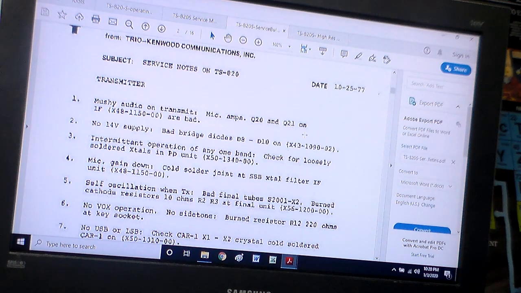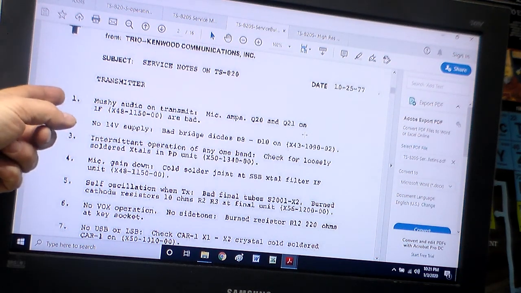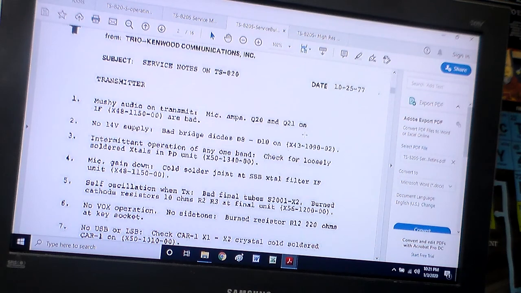gotta love the internet. So the quality on this isn't that good, and who knows how it looks coming through the camera, but the first thing I see there is it says mushy audio on transmit, mic amps Q20 and 21 on IF board, and that's the 48 1150 is the board number, are bad. So it looks to me like at least 20 is bad. So while I'm in there, I'll replace 20 and 21 together. And I looked it up, and there's an NTE part that is a suitable replacement.